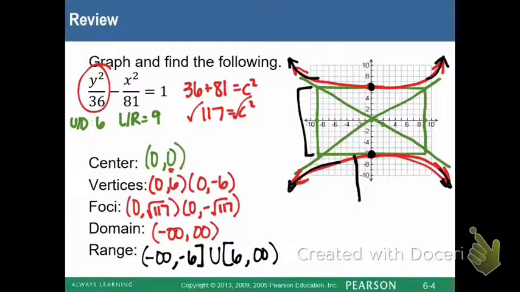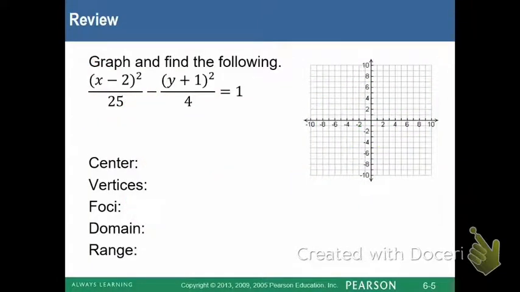Okay, good. One more of these. This one, the center's not at the origin, so we have to be careful here. Center, so I look at my x value first, so center is going to be at +2 and then -1. So I can put my center there. We look under the x's. Okay, that tells me left and right. Take the square root. So I'm going to go left and right 5 and then up and down 2.